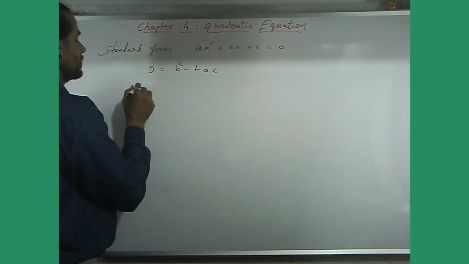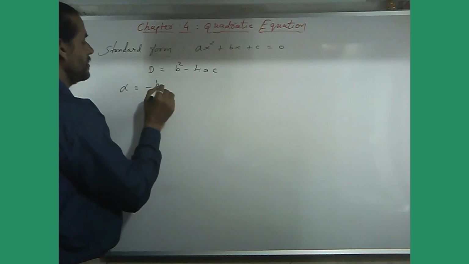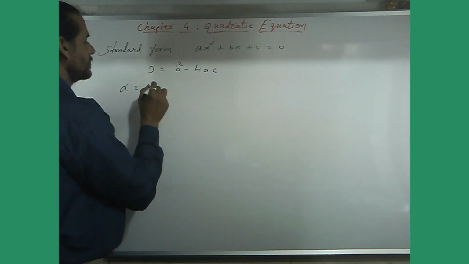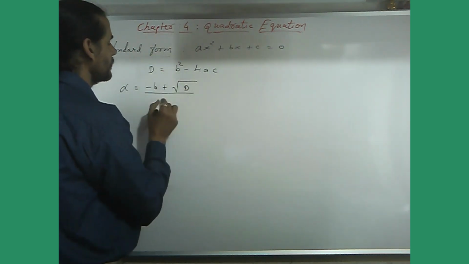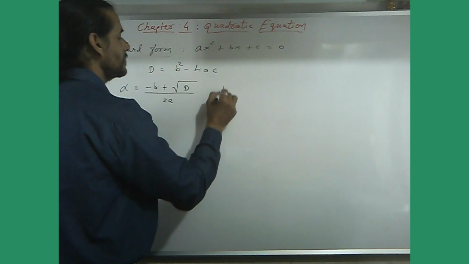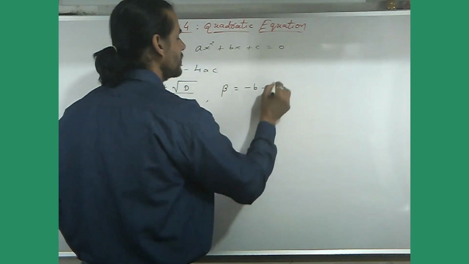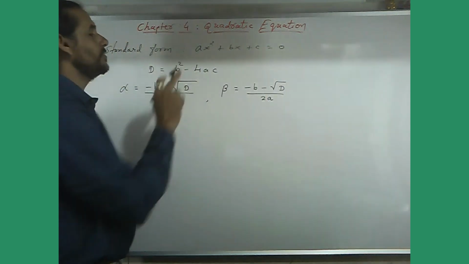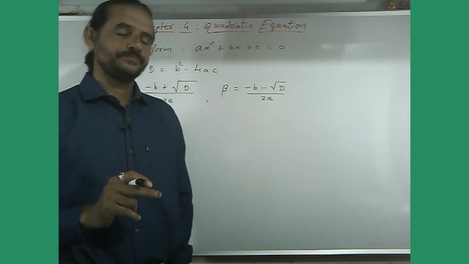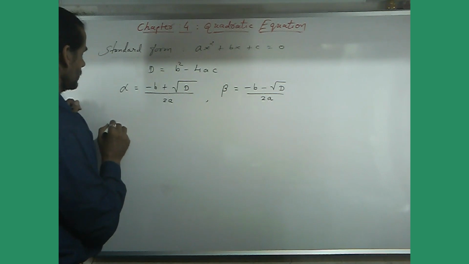Alpha is equal to minus b plus under root delta upon 2a, and beta is equal to minus b minus under root D upon 2a, D equal to b square minus 4ac.